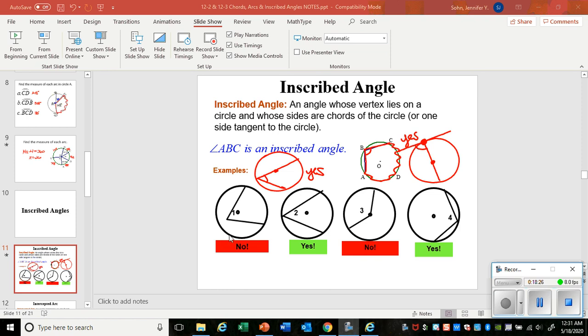So the first one and the third one, the red ones, no, those are just a regular angle inside of a circle. But the second one and the fourth one, these are called inscribed angles. I keep saying circles, sorry. It's an inscribed angle, okay?